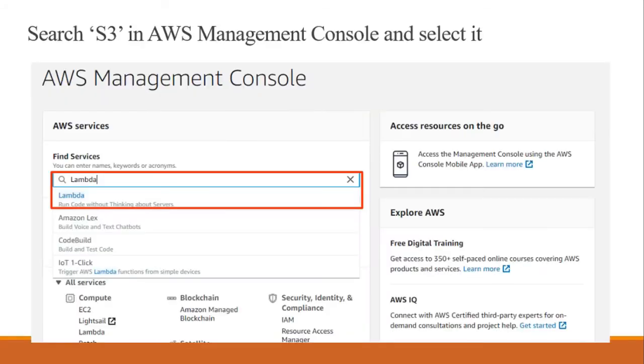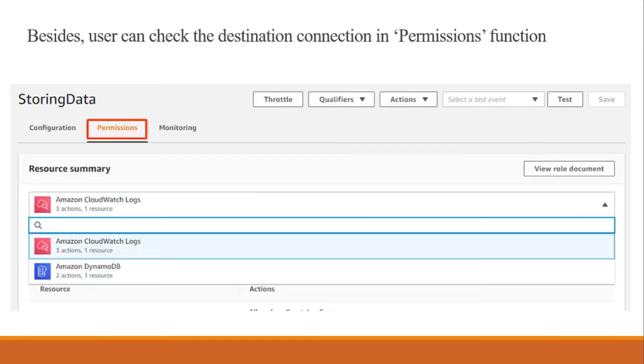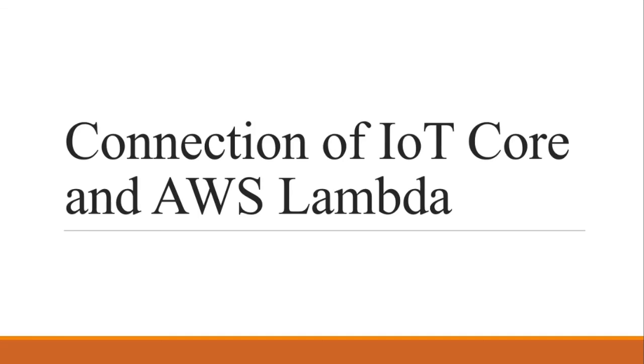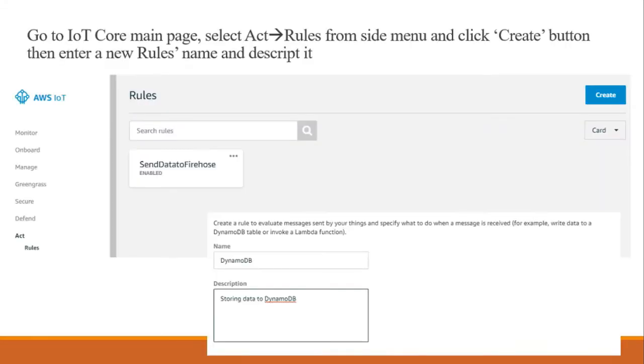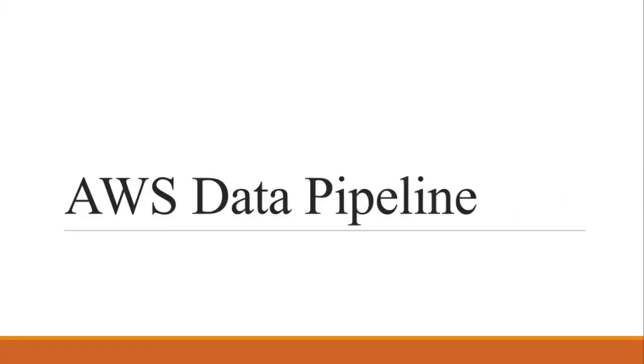So this is the step for creating the Lambda function, and then the next is the step of the connection of IoT Core and AWS Lambda. So that's for the data pipeline. So what is the function of the data pipeline? The data pipeline can move the data.